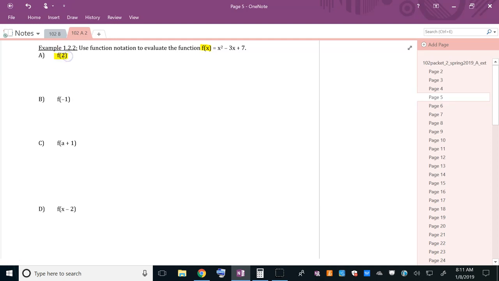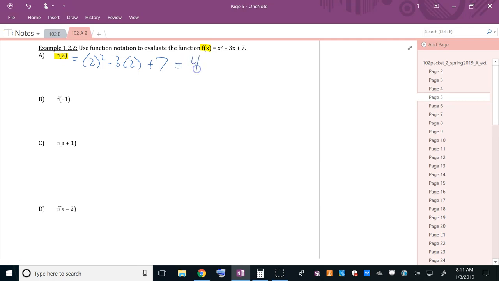So when we have this notation, f of 2, that means that everywhere that we see an x, we're going to replace it with a 2. Now I use parentheses when I do that, both because it's good notation, but it will also make a difference when later we have negatives and quantities. So let's see what we get when we evaluate that.